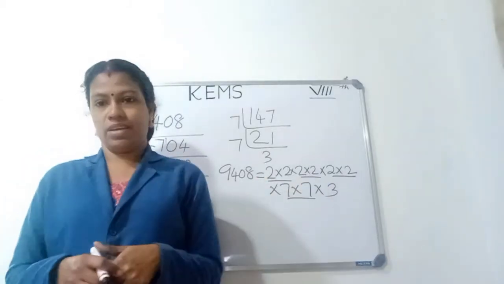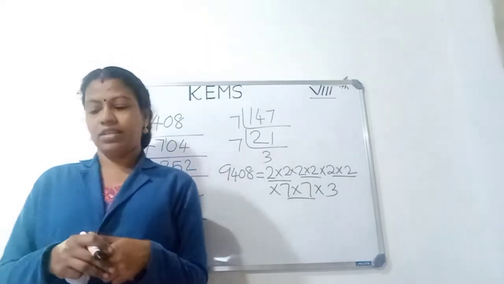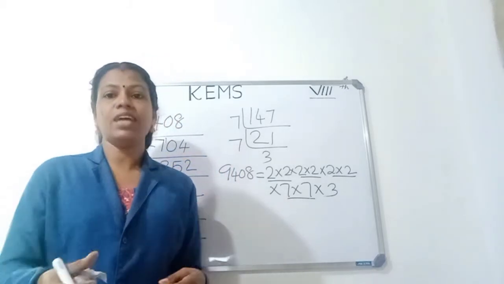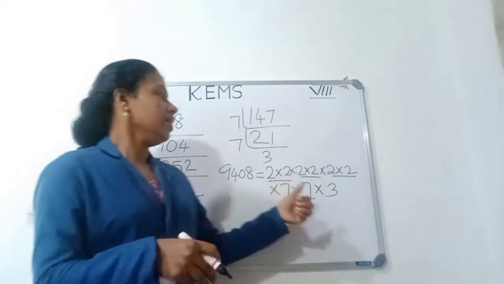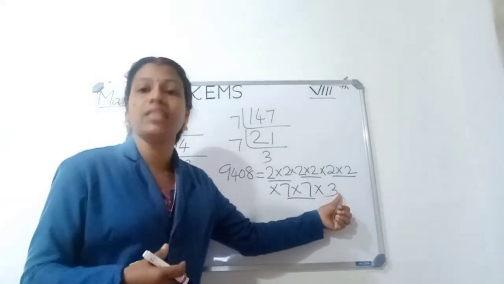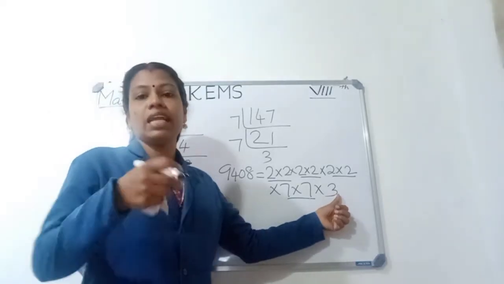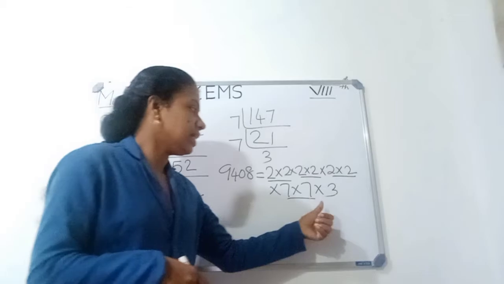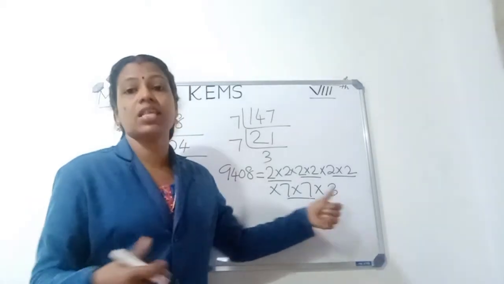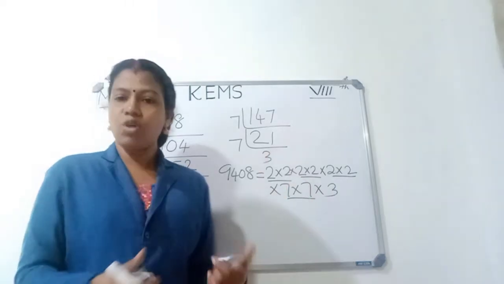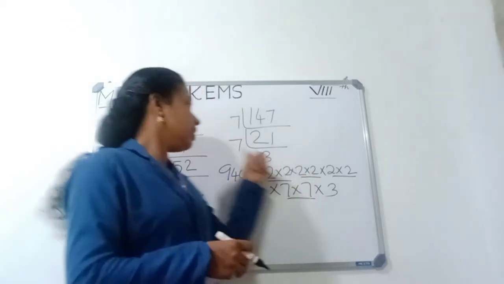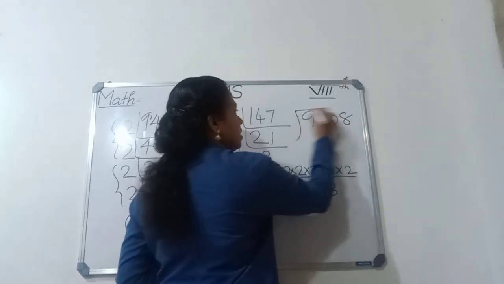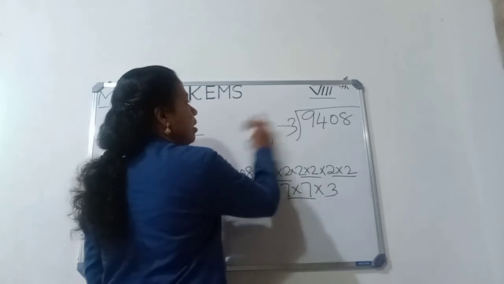Here 3 has no pair. So if we divide by 3, we will get a new number. The smallest number by which 9408 must be divided is 3, because 3 has no pair. So you have to divide 9408 by 3. Normal division, not prime factorization. Just divide the number by 3.